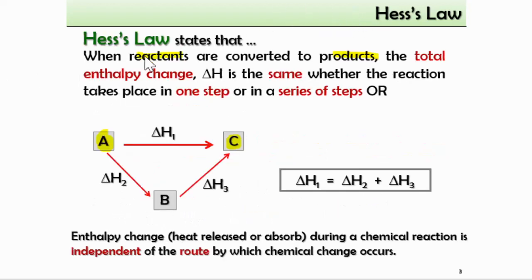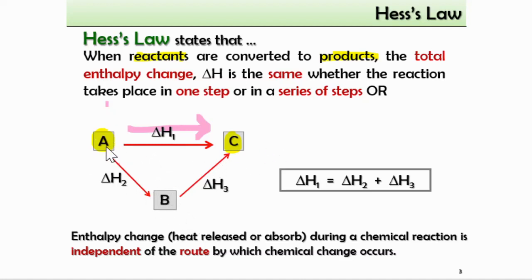Okay, what is Hess's law? Hess's law states that when you have a reactant, for example reactant A, you want to convert to a product, in here product C, the total enthalpy change delta H is the same whether it takes place in one single step. So for example, this is the first route. From A you convert to C. This is the first route, delta H1. It will be the same value even though you take a series of steps.